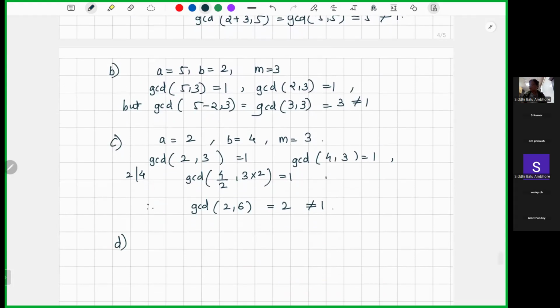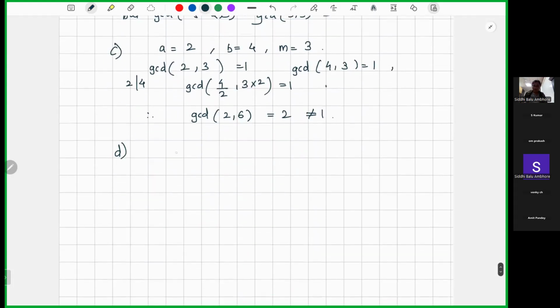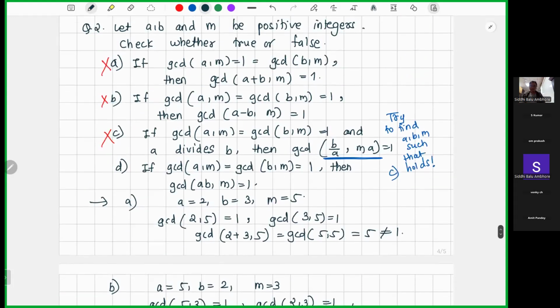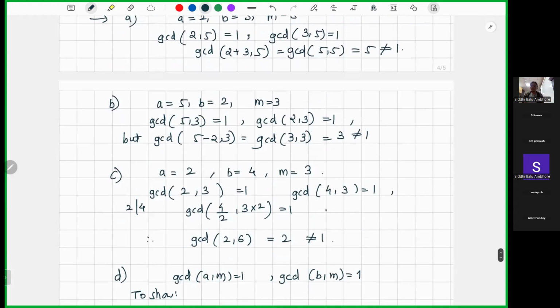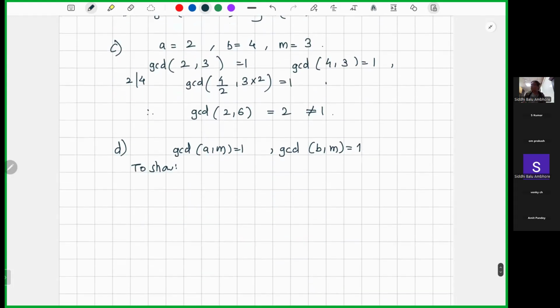Now the D part. Given that GCD of A comma M is 1 and GCD of B comma M is 1, we have to show that this statement is true. So we'll try to prove that this holds. We have to prove that GCD of AB comma M is 1.